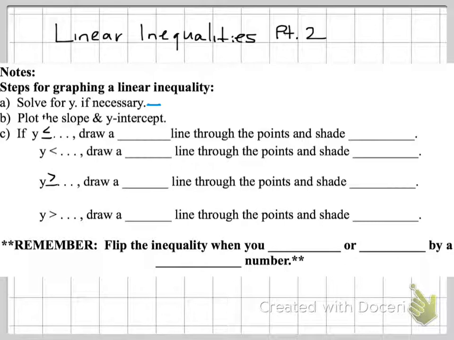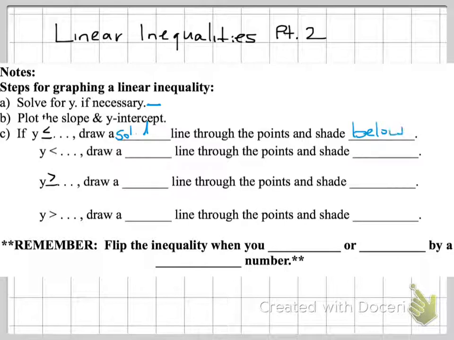Okay, and then if you have y is less than or equal to, you're going to draw what kind of line? Very good, Jefferson. You're going to draw a solid line. And it's going to go through the points. And then if you have a less than or equal to or a less than sign, you're going to shade where, Ruby? Below. That is correct.